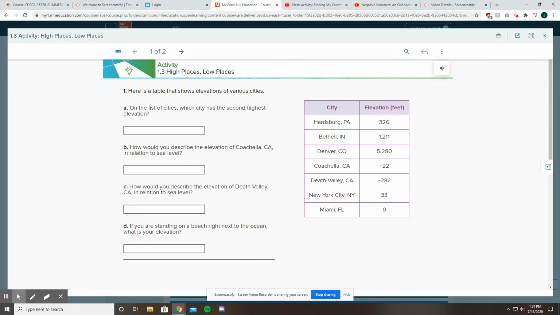When we're looking for the highest elevation, it's obviously going to be a positive number. In this situation, we're looking for the second one. So Denver, as we see, is the highest. What would be the second highest? If we look through our numbers right here, it would be this city right here, Bethel, Indiana.